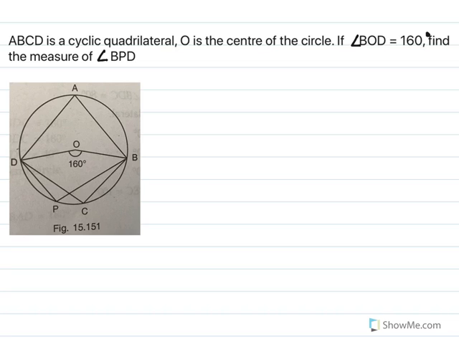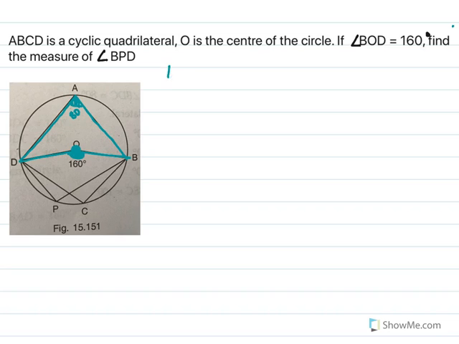ABCD is a cyclic quadrilateral. O is the center. BOD is 160. So we have here BOD is 160. If BOD is 160, remember BOD is the angle at the center. Therefore, the angle at the circle, that is DAB, this will be 80.